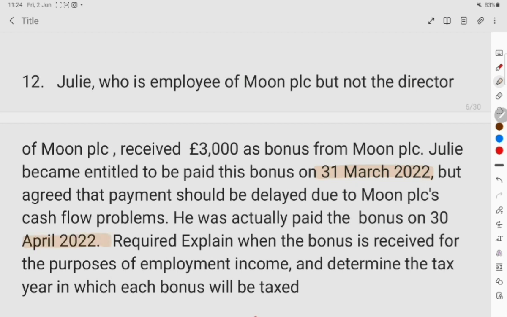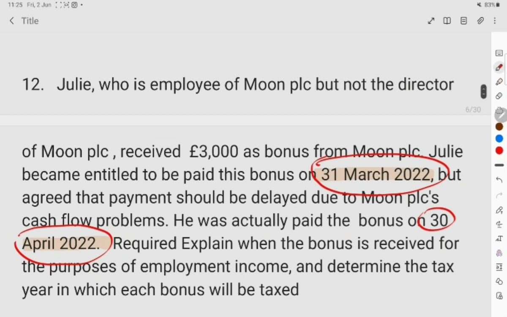Requirement is to explain when the bonus is received for the purpose of employment income and determine the tax year in which the bonus will be taxed. So, here we need to consider 2 dates. First is the date of entitlement, that is 31st March 2022, and second is the date of payment, that is 30th April 2022. So, whichever is earlier is considered to be 31st March 2022, and this is the tax year 21-22 in which this bonus is to be recorded.